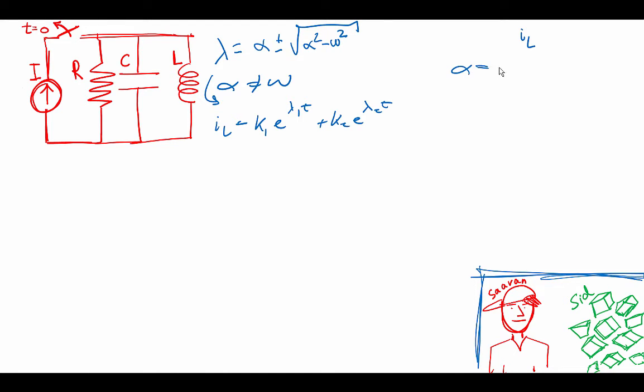So if alpha is equal to omega, we can note that there's only one eigenvalue, and that eigenvalue is just alpha. And if alpha is equal to omega, then we get IL equals K1 t e to the lambda t plus K2 e to the lambda t.